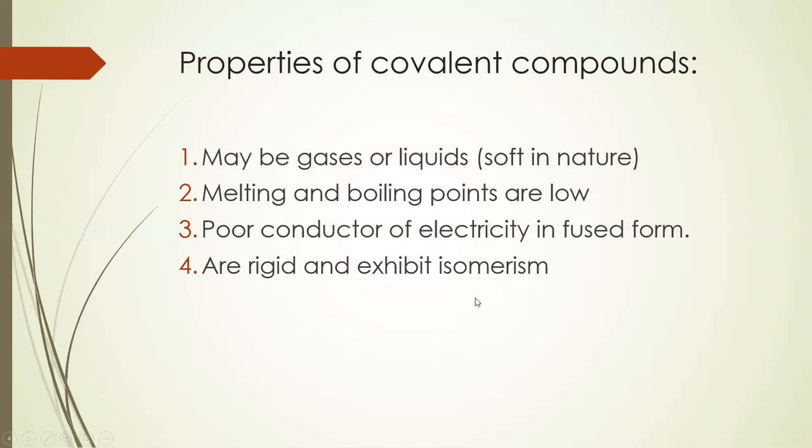So what do you mean by isomerism? Covalent compounds can exhibit isomerism. The word isomerism is divided into three syllables: iso means same, mer means unit, and ism means procedure. So it is the procedure in which a compound of the same chemical properties is found in different physical forms, or we can say a compound found in different shapes, sizes and colors, having different physical properties but the same chemical properties.